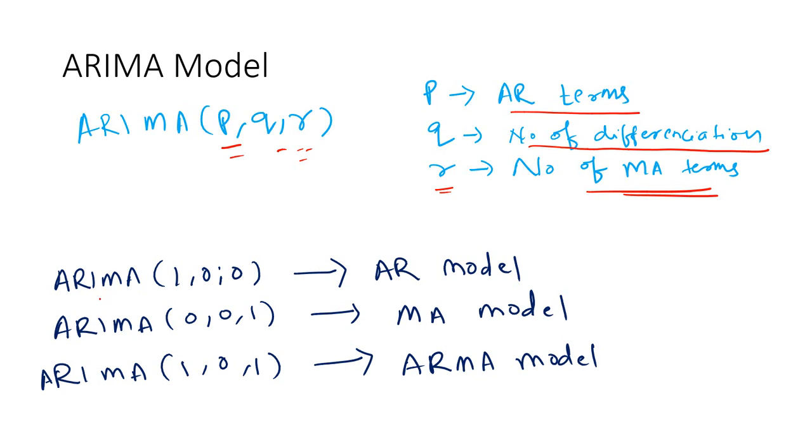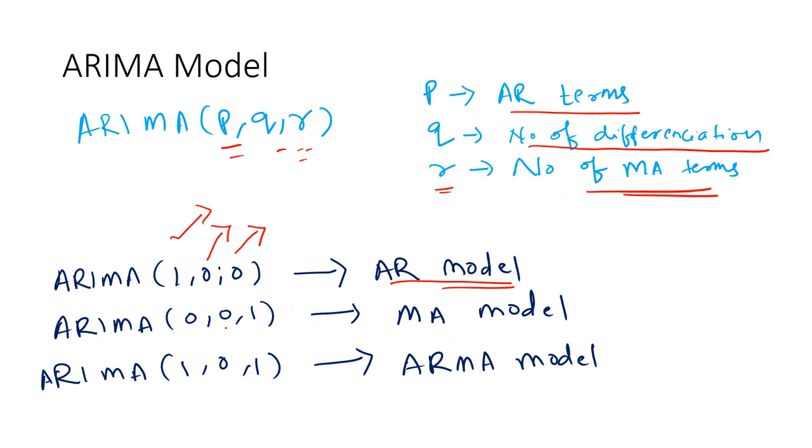One such case is ARIMA 1,0,0. So P is 1, Q is 0, and R is 0. That means no differencing is happening, there is no moving average order, and only the AR terms are there. So that's nothing but an AR model, because Q and R are both zero. That means no MA terms and no differencing happening here.